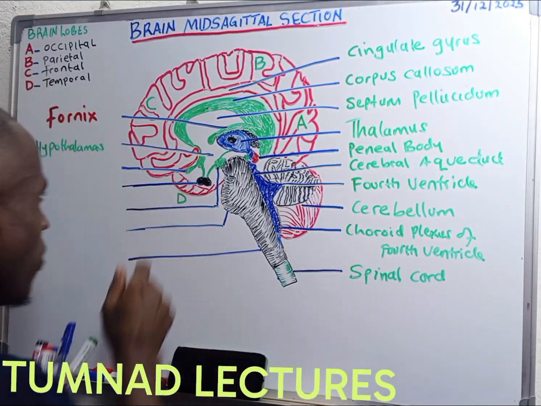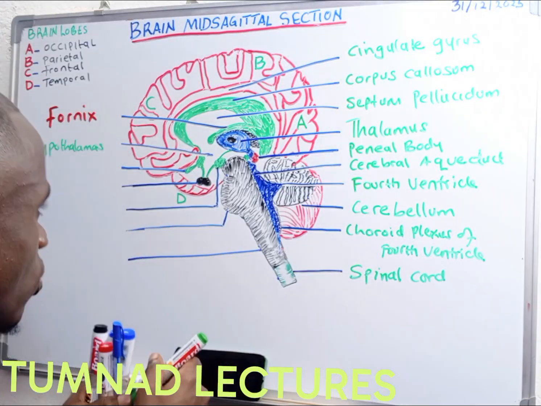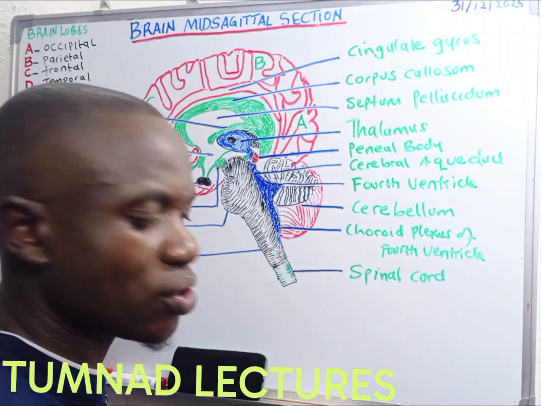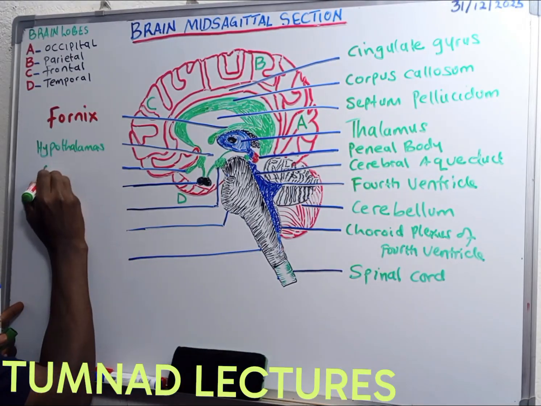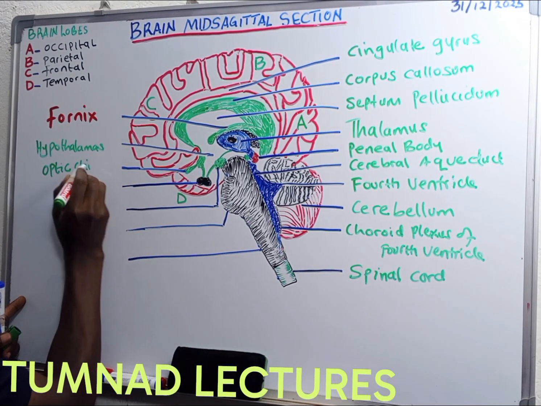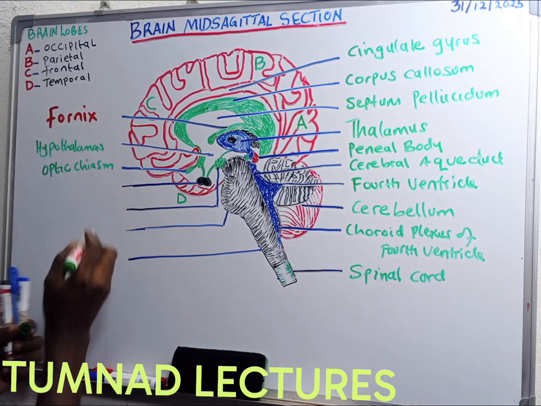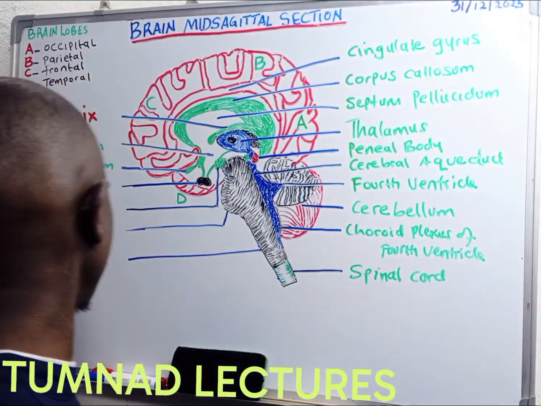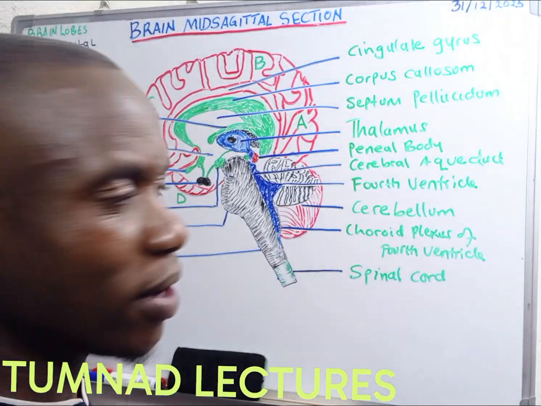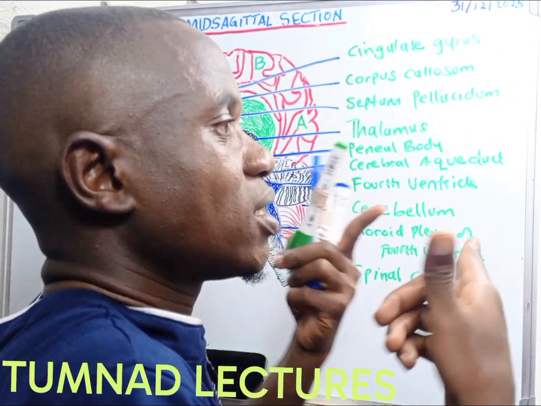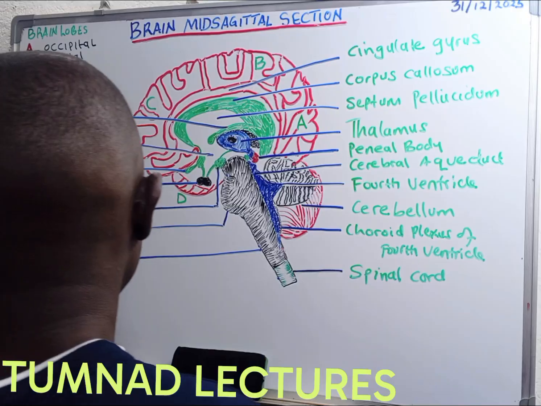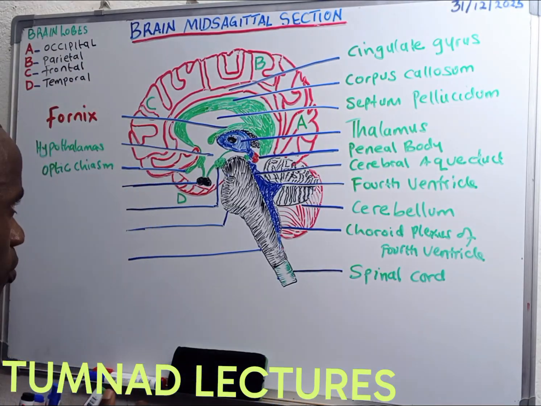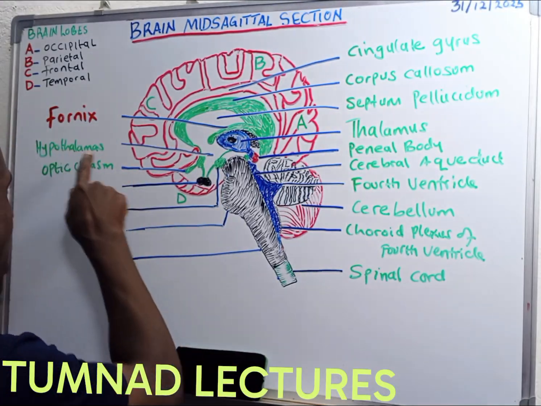Okay, how do we call the whole of this structure? This structure is what we call the optic chiasm. It's going to be part of the second cranial nerve, which we are calling the optic nerve. Okay, it goes and then crosses one another at what we call the optic chiasm.